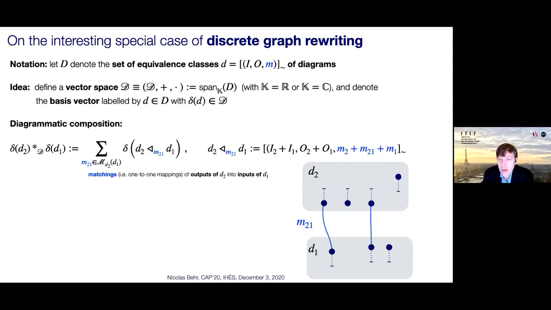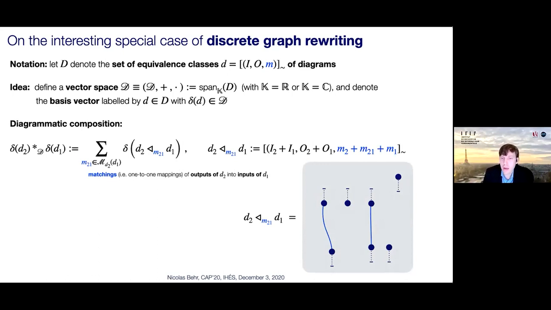Meaning you have, for example, this drawing on the right, which shows D1 and D2. This blue M12 are the two lines that link some outputs to some inputs. And then performing the composition amounts to forgetting that these were two diagrams wired together, seeing the whole thing as one diagram, and of course taking the equivalence class.